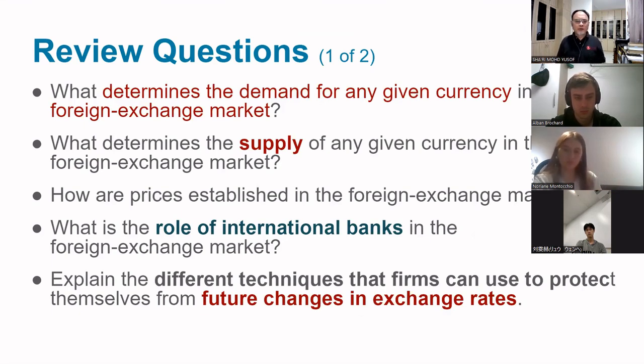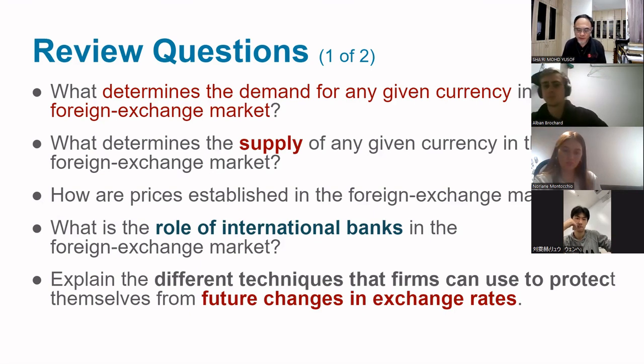Can I request you to read the section on international capital market? The international bond market, the global equity markets, and also offshore financial centers.